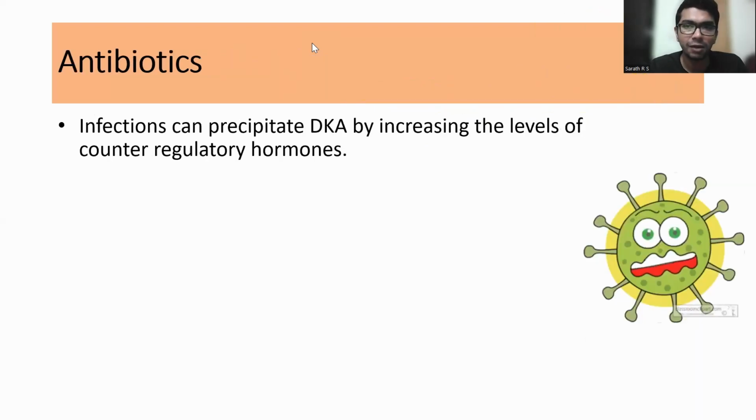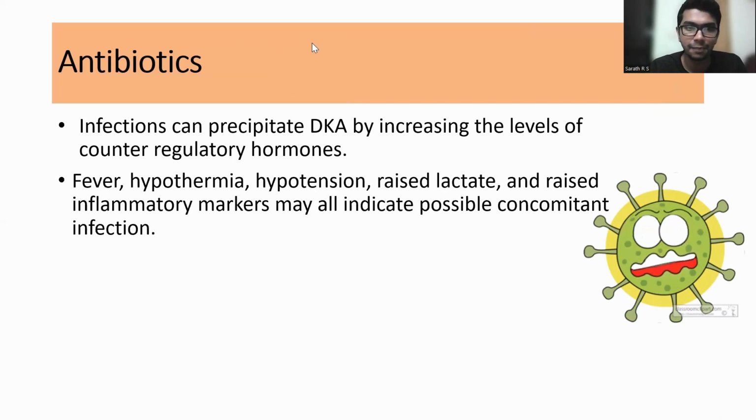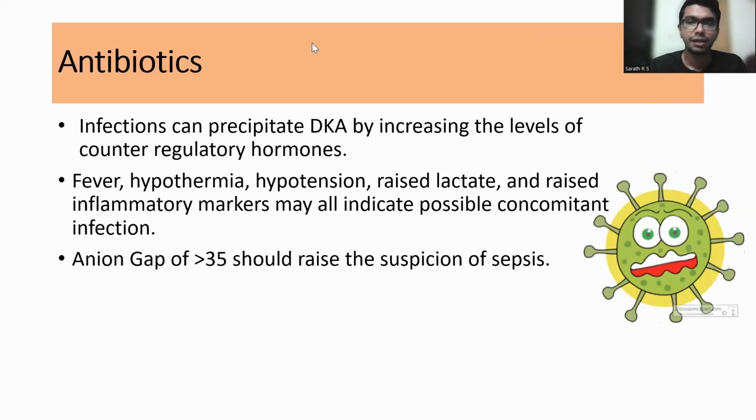Infection is a common trigger factor for DKA, because infections can cause a rise in counter-regulatory hormones in the body, which can precipitate DKA. Fever, hypothermia, hypotension, raised lactate, and raised inflammatory markers may all indicate possible concomitant infection. And in DKA, we know that there is high anion gap metabolic acidosis.